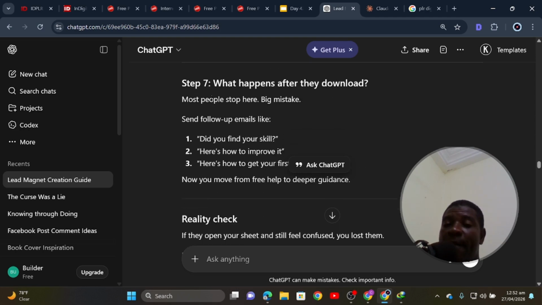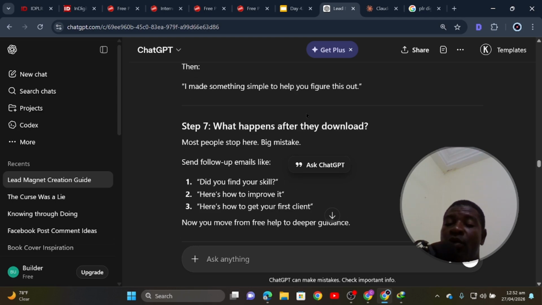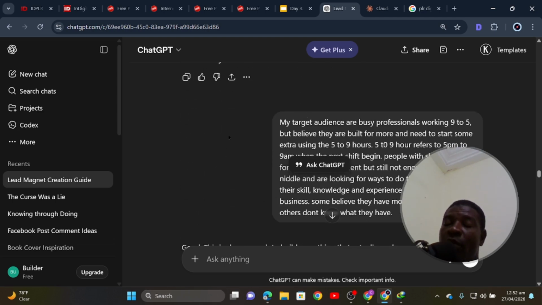Then how people will get access to it, that will also come when we are building the email collector on the website. Okay, all right, so that is how you come around it.